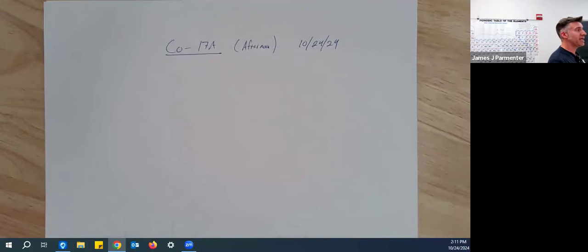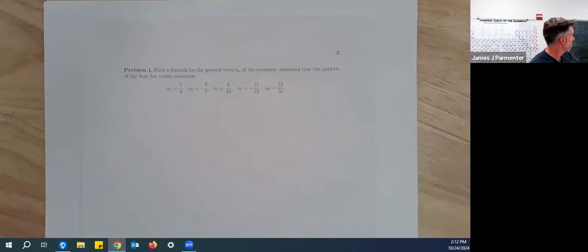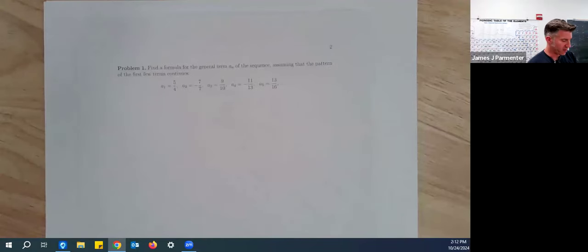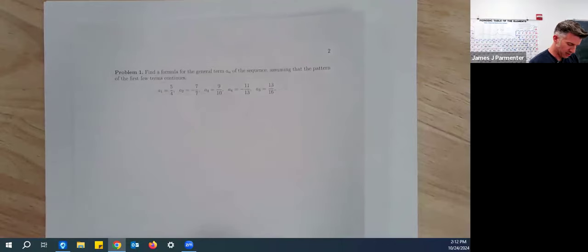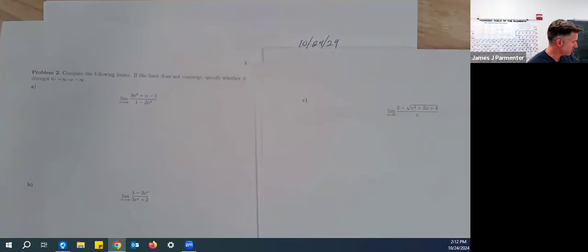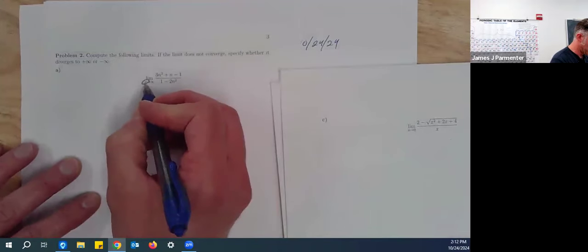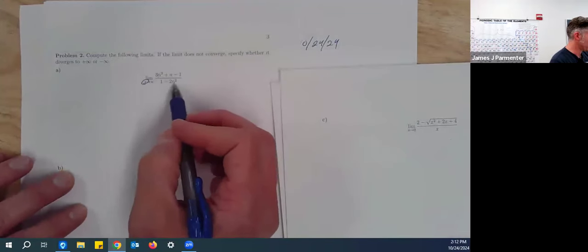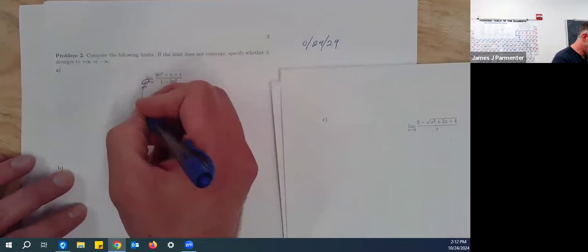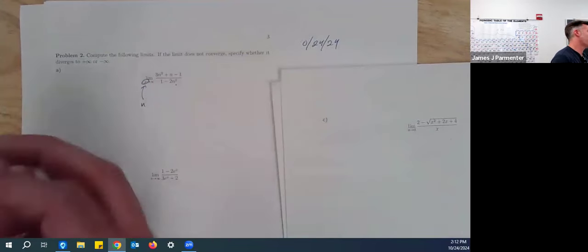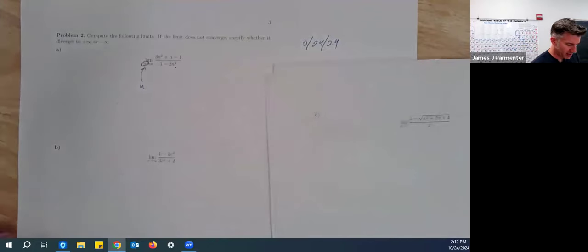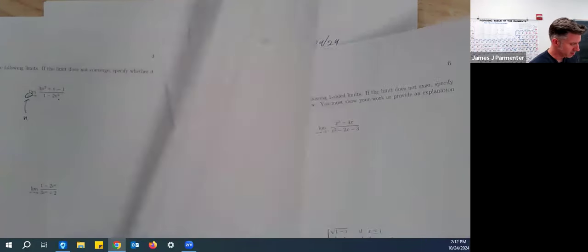I'll point out the study guide he posted was basically just a lot of problems from the textbook, so I thought we might go over a few of those. Looking at his actual practice exam, there's a question like this: find the formula for the sequence, and some questions about limits. I think this limit has a mistake because it says the limit as x approaches infinity of 3n squared plus n minus 1 over 1 minus 2n squared. Either that should be an n or those should be x's, but it probably doesn't really matter.